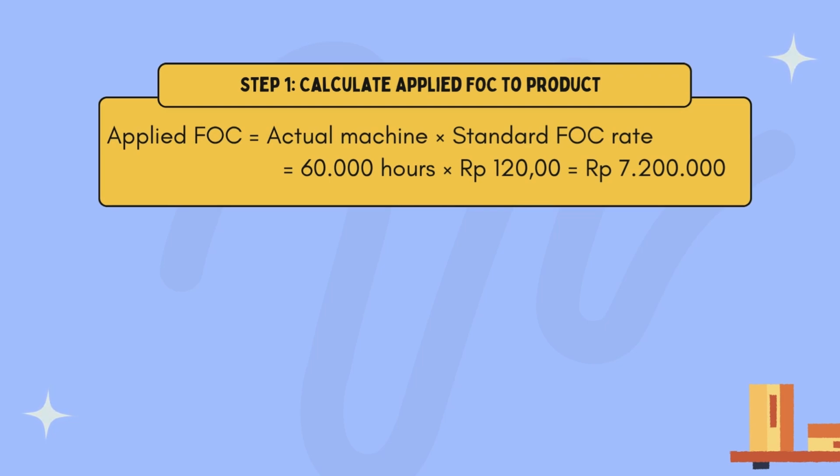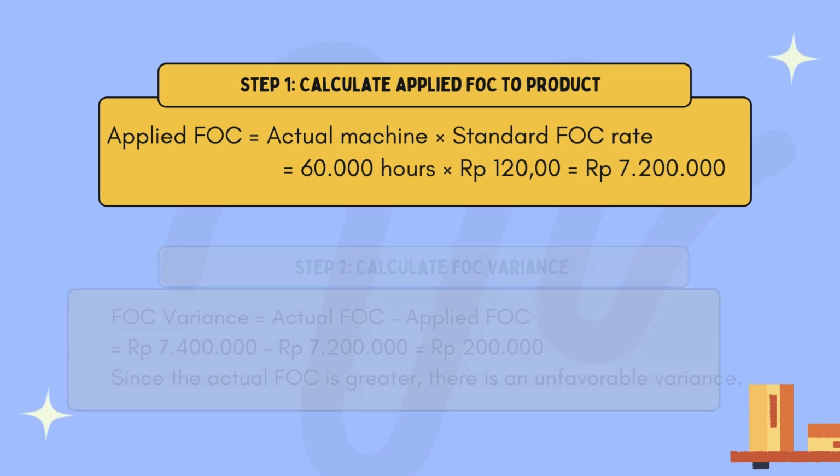Step 1. Calculating applied FOC. The applied FOC is calculated by multiplying the actual machine hours by the standard rate. So, 60,000 hours times 120 Indonesian rupiah results in an applied FOC of 7,200,000 Indonesian rupiah.